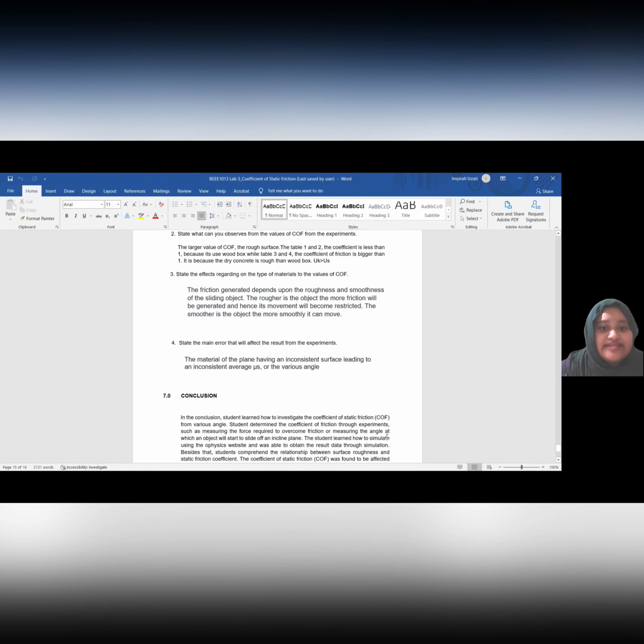Number 4, state the main error that will affect the result from the experiment. The material of the plane having an inconsistent surface, leading to an inconsistent average measurement at the various angles.